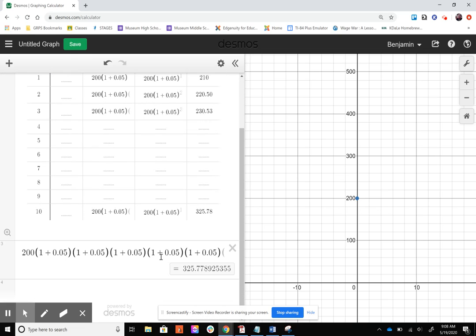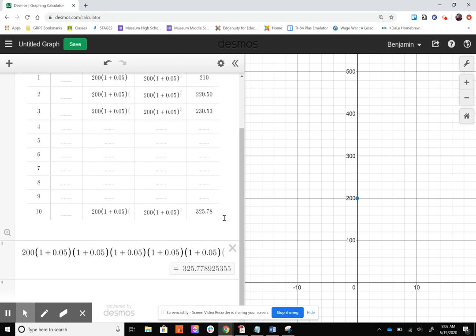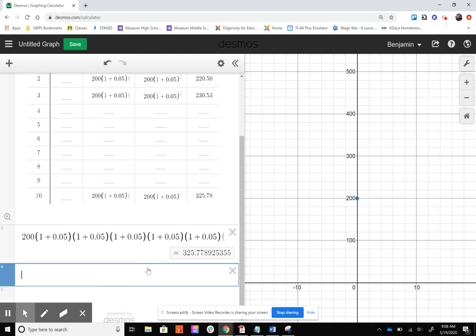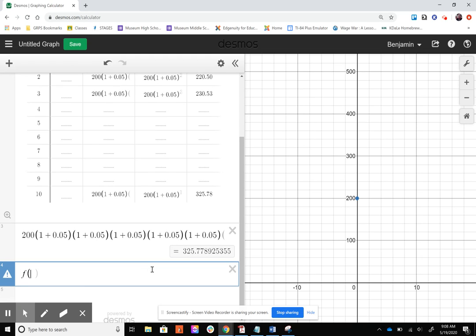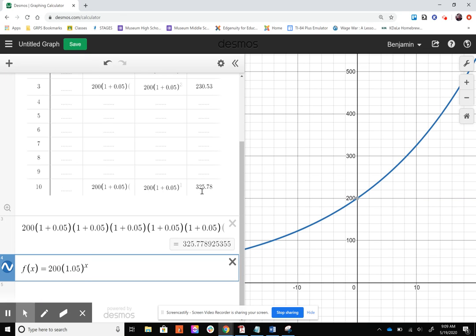So what I always want to push you to is, well, what if 10 is x? What if we don't know how many years and we just want to make a prediction? This is an exponential relationship, right? We have an exponential, so we can write an exponential function based on that. So let's say f of x function is starting value 200, constant multiplier is 1 plus 0.05. We could consolidate that to 1.05, and that's going to be to the x power.